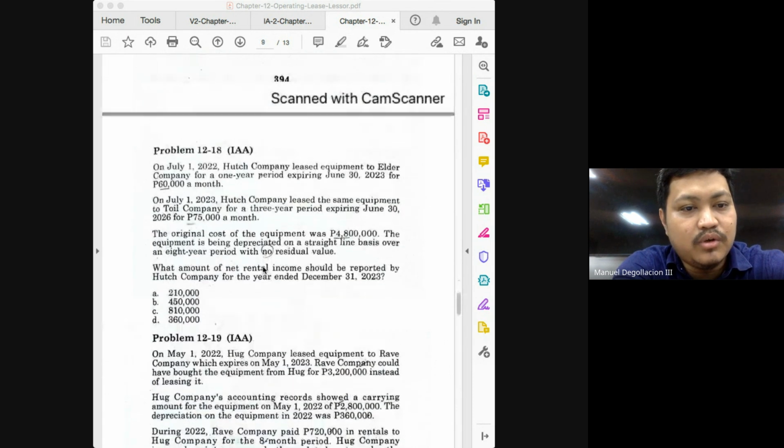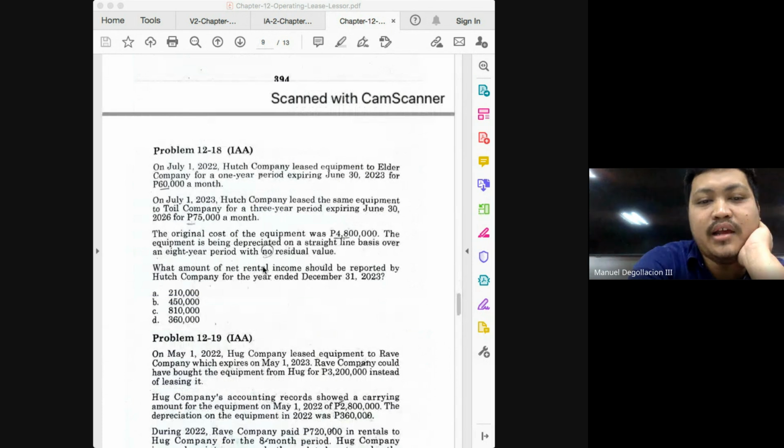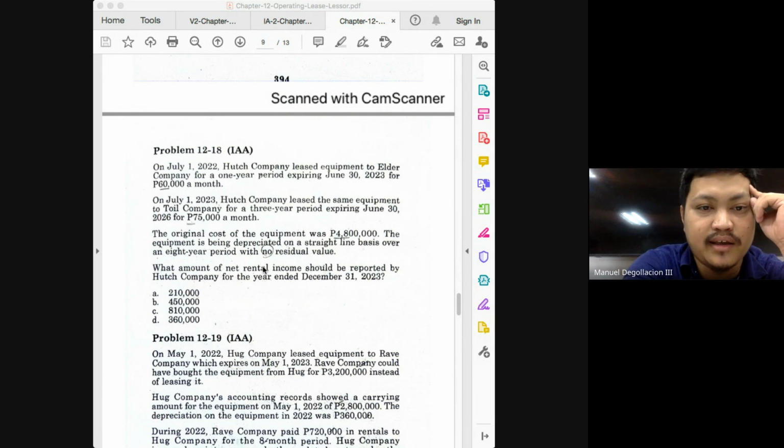Next, 12-18. What amount of net rental income should be reported by the company for the year ended December 31, 2023? Okay, so be careful. The question is in 2023 and it started in 2022. And then another thing to be careful of is that the lease started on July 1.